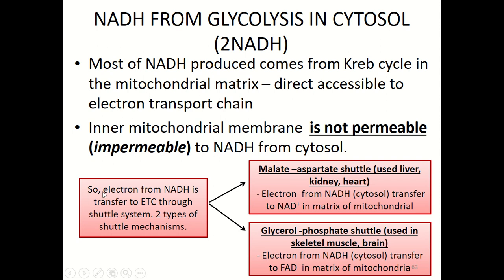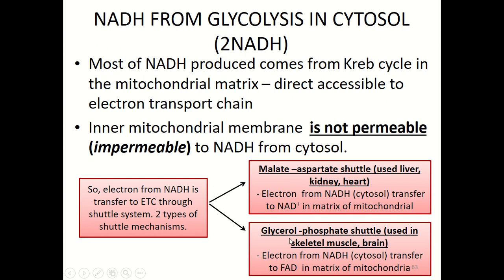Therefore, the electrons from NADH are transferred to the ETC through a shuttle system, and there are two types of shuttle mechanism. First, we have the malate-aspartate shuttle, which is used in the liver, kidney, and also heart, in which the electrons from NADH in the cytosol are transferred to NAD plus in the mitochondrial matrix.